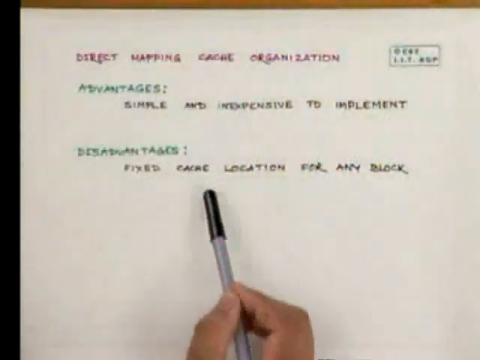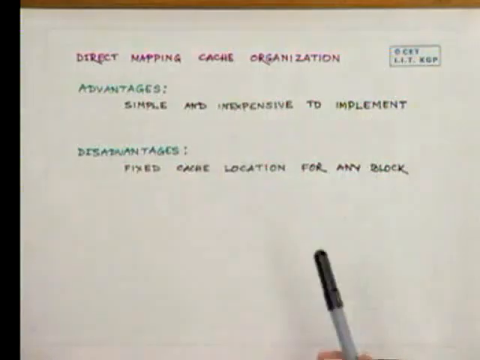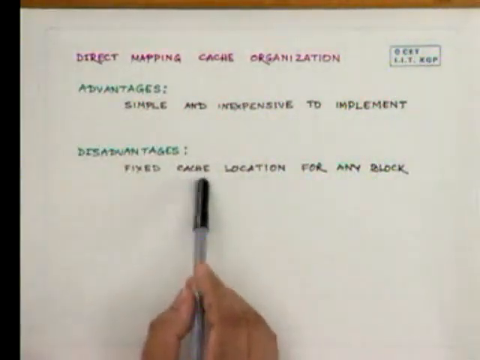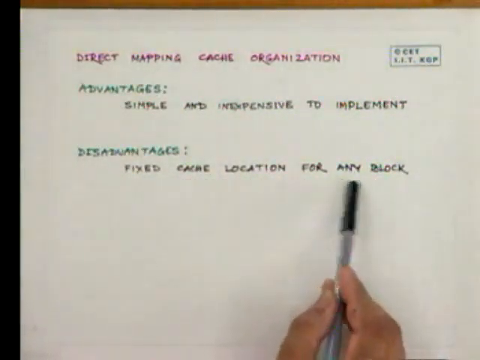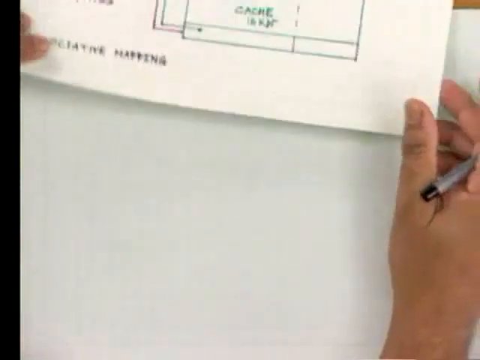Now, this is what has been summarized in these two statements. The advantage is that it is simple and inexpensive to implement. The disadvantage is that there is a fixed cache location for any block, and therefore the contention may increase. Let us see what other mapping there can be.